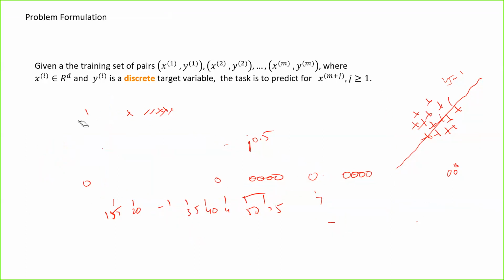Is that point clear? Why don't we apply a linear regression model to the classification task? Yes, sir. Yes, sir.